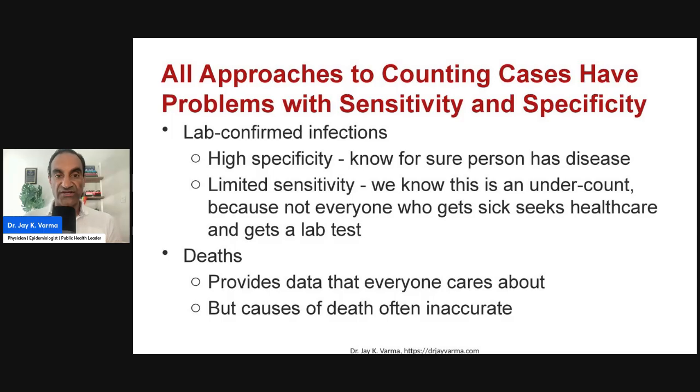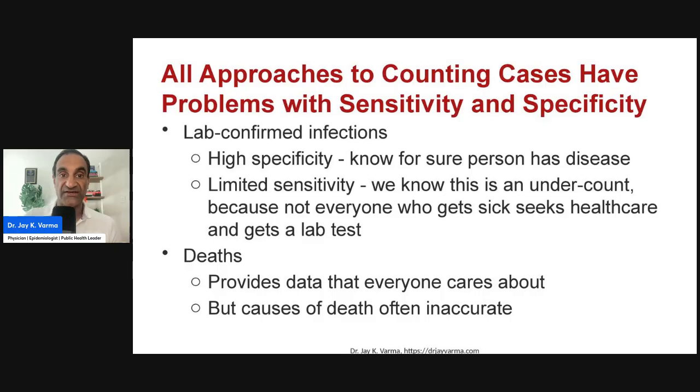Now, one of the real big challenges with public health surveillance is that it is never complete. There are always going to be problems with what we consider sensitivity and specificity. With tracking laboratory confirmed infections, these have a very high specificity. That means we have a really high degree of confidence that the person being reported has the disease. Unfortunately, there's also limited sensitivity because we know that this can be an undercount, because not everyone who gets sick seeks out healthcare and gets a laboratory test performed.